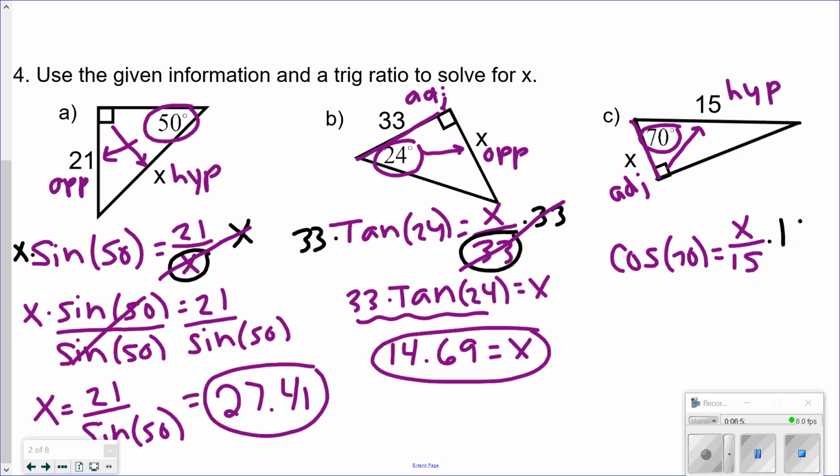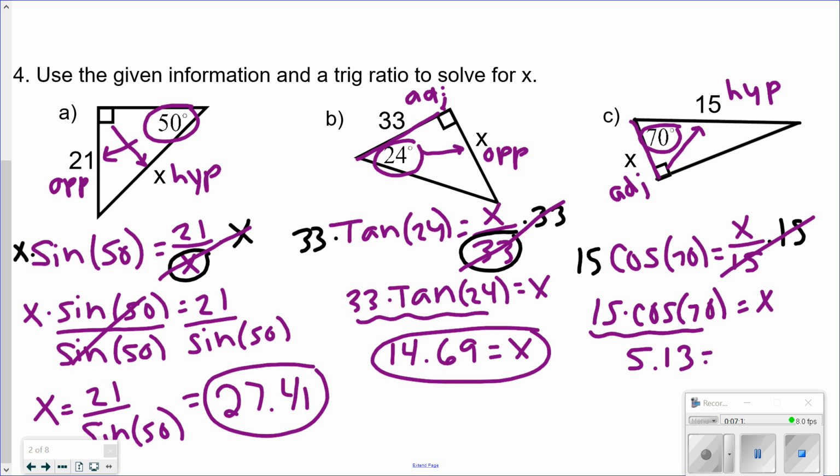So multiply by 15 on each side. These 15s cancel, so I'm left with 15 times cosine of 70 is equal to x. So when you plug this right into your calculator, you get approximately 15.13 for x.